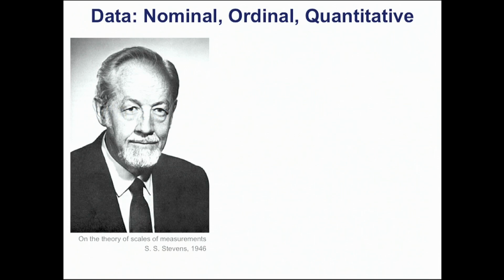In fact, it starts with thinking about how to represent data. And this really happened in the 1940s. Stevens was a Harvard psychologist, and he developed a theory for the scales of measurement. We can think of these as different types of data, and he defined 4 of them.